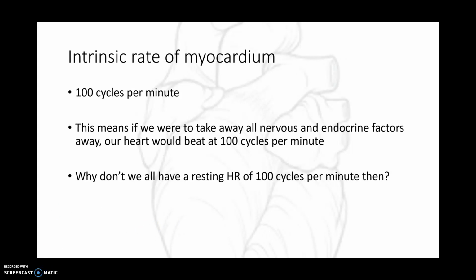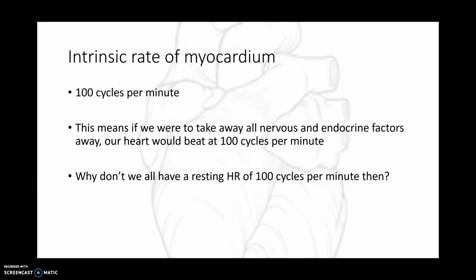Okay, so our heart actually has an intrinsic rate, right? Our intrinsic rate of the heart, or our myocardium, is 100 cycles per minute. This means if we were to take away all nervous and endocrine factors, our heart would naturally beat at 100 cycles per minute. If we removed parasympathetic and sympathetic hormonal and neurotransmitter influence, our heart would naturally beat at 100 cycles per minute. But not many people have a resting heart rate of 100 cycles per minute.